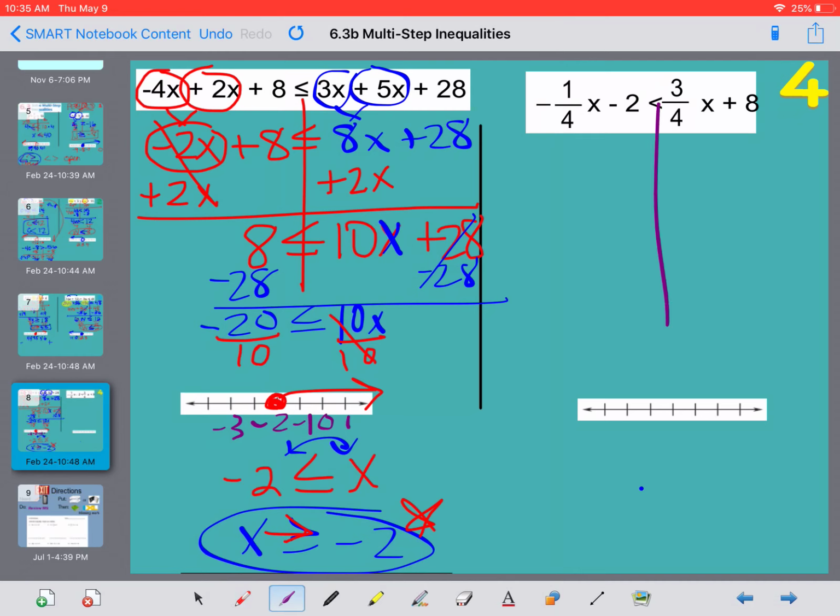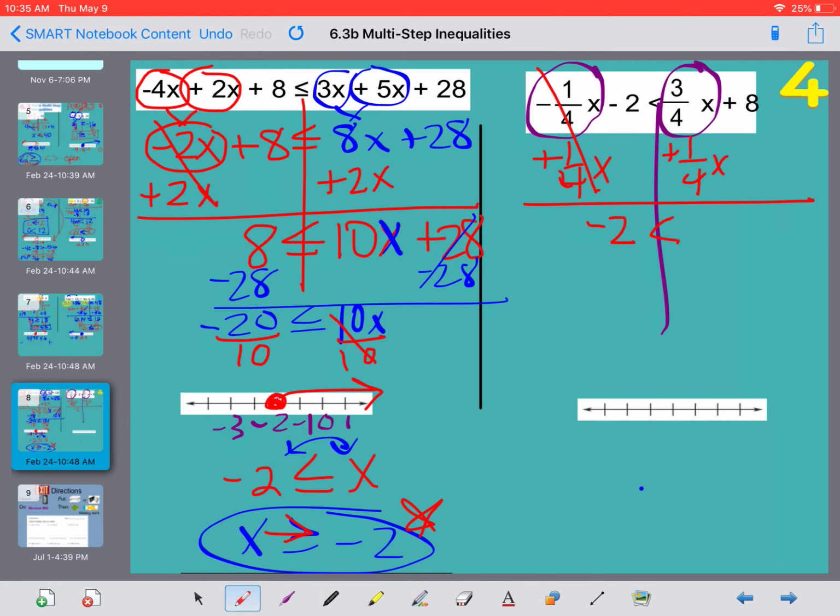And our last problem. This one looks tricky because there's fractions, but it's really not that bad. I'm going to move our x's. Here we have negative 1/4 x. Here we have positive 3/4 x. We're going to move the negative over to the positive side. So I'm going to add 1/4 x. Add 1/4 x. So those eliminate, and we have negative 2, which is less than.